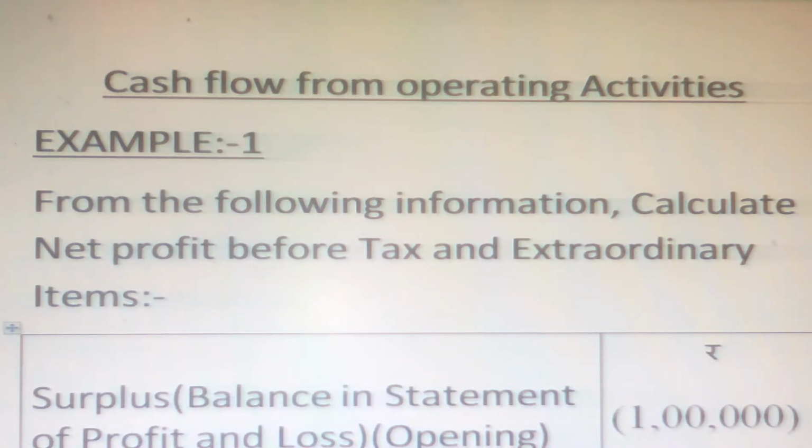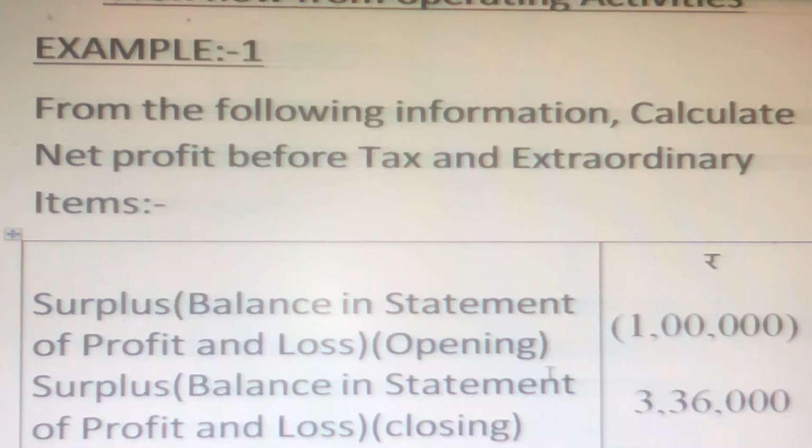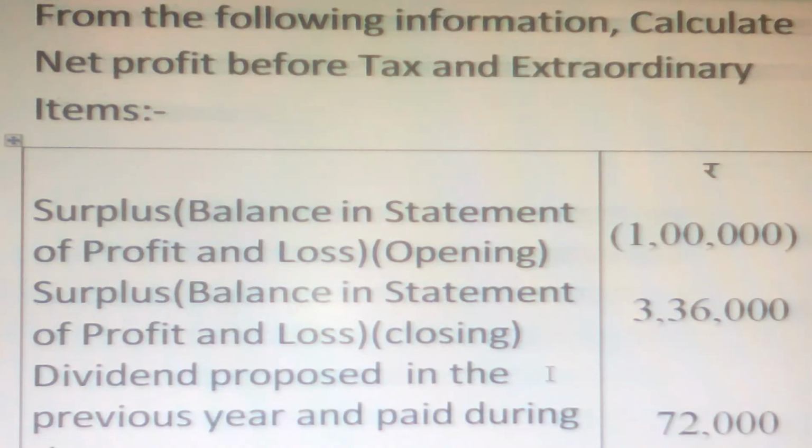Okay, now your cash flow from operating activities. I will work out the problems you will see now. See here, one problem. From the following information, calculate net profit before tax and extraordinary items. First we are going to discuss how to calculate net profit before tax and extraordinary items. They have given some information.